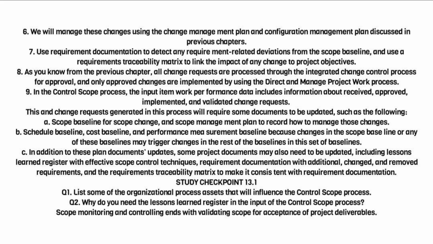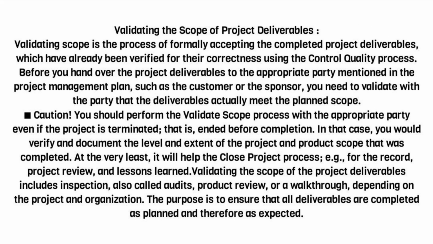Scope monitoring and controlling ends with validating scope for acceptance of project deliverables. Validating the scope of project deliverables. Validating scope is the process of formally accepting the completed project deliverables, which have already been verified for their correctness using the control quality process.